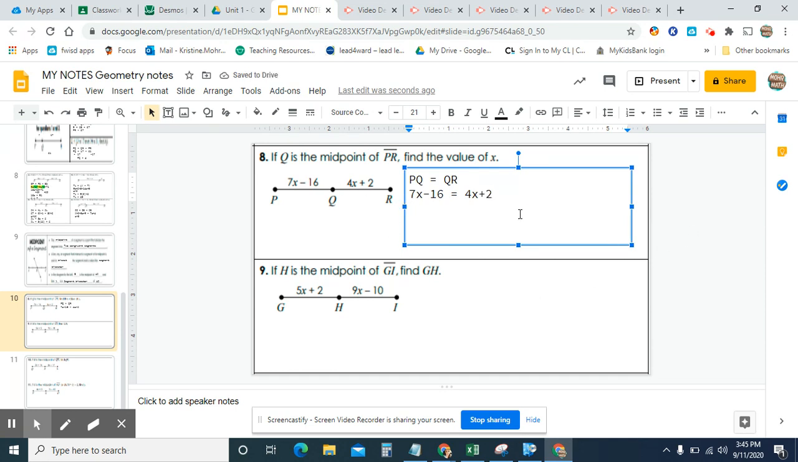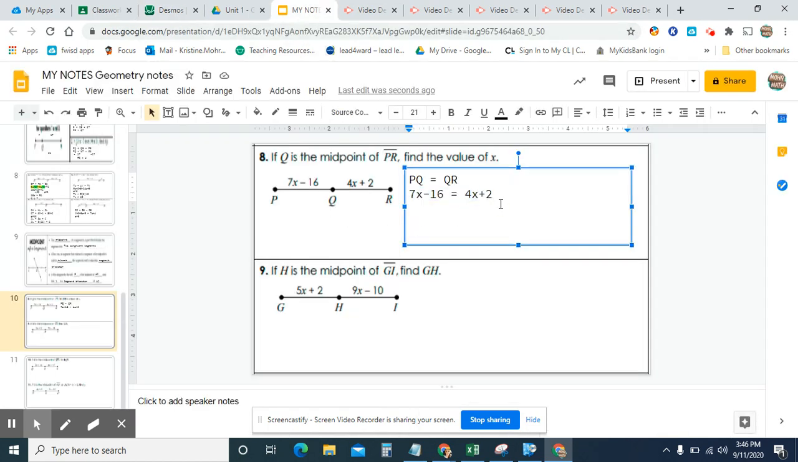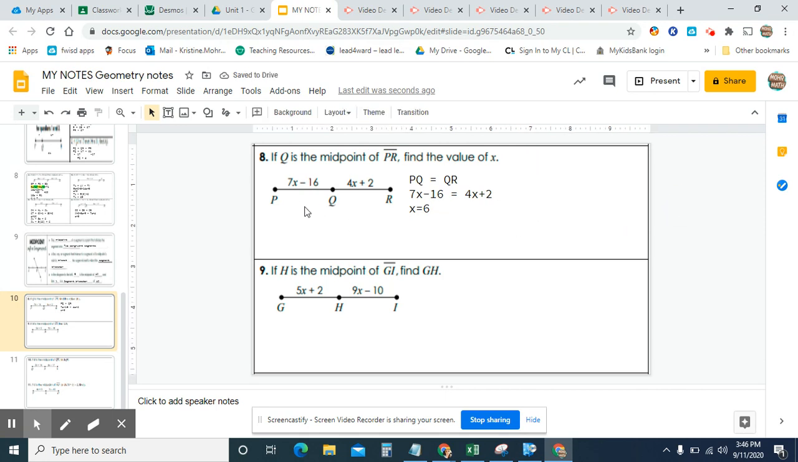So now remember, you can do this by hand, or you can just highlight and copy it. Go to our Desmos calculator and hit Control V, paste that in, and it tells you the x-intercept, or the value of x, is 6. So here I know x equals 6. It didn't ask me for any line segment, it just wants the value of x. So be careful when you're doing your assignments. Make sure that you are answering the part that it's asking for.